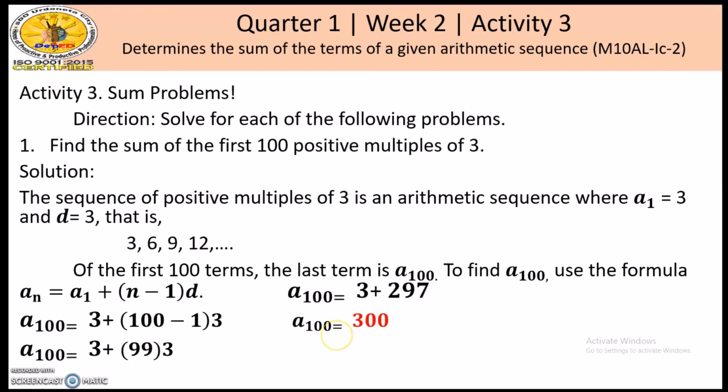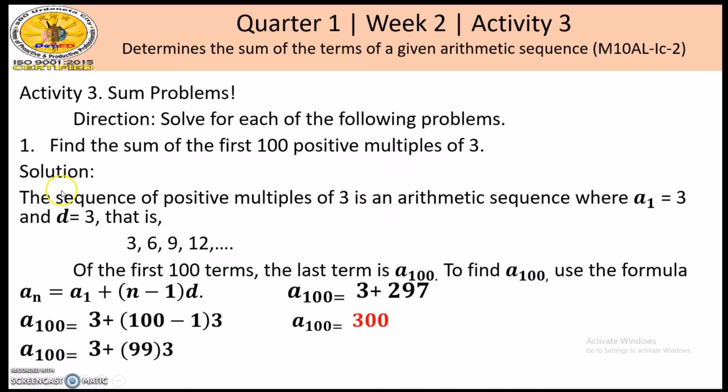And lastly, for your activity 3, we have your example. So here is the direction. Solve for each of the following problems. So example number 1, find the sum of the first 100 positive multiples of 3.